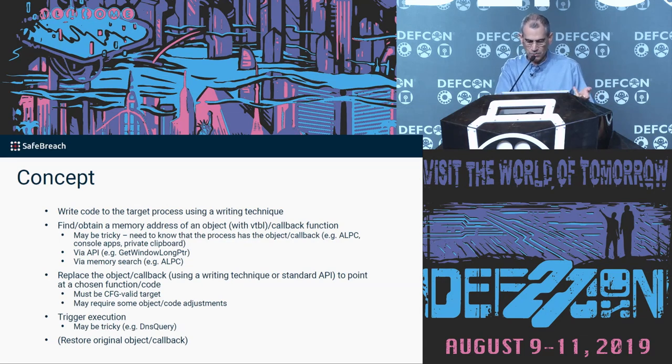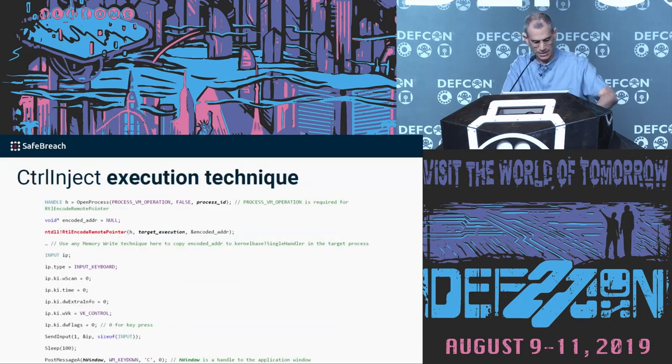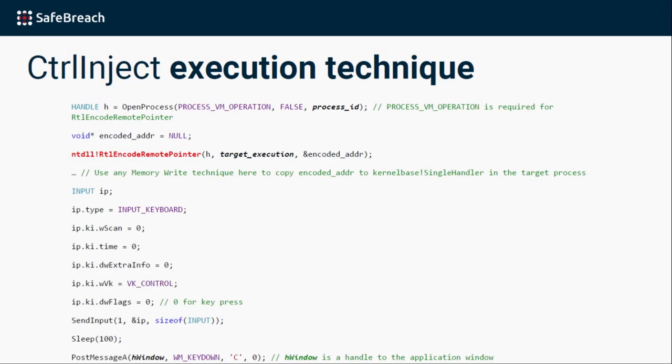We trigger execution, which may be tricky because some techniques are not deterministic and we cannot really force the execution upon them. And finally, we restore the original object and callback so the process can resume normally. So this is an example, a control inject, in which we encode a pointer to our desired address, and then we copy this pointer to the control C handler in the target process, which is the address at kernel-based single handler. And finally, we trigger execution by first simulating pressing the control key using send input, and then sending the C character to the target process.